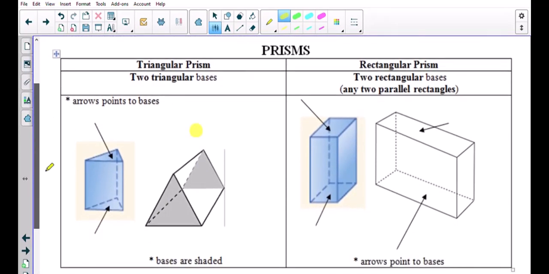So let's identify a few types of prisms. The 2 that we're going to focus most of our time on will be triangular prisms and rectangular prisms.